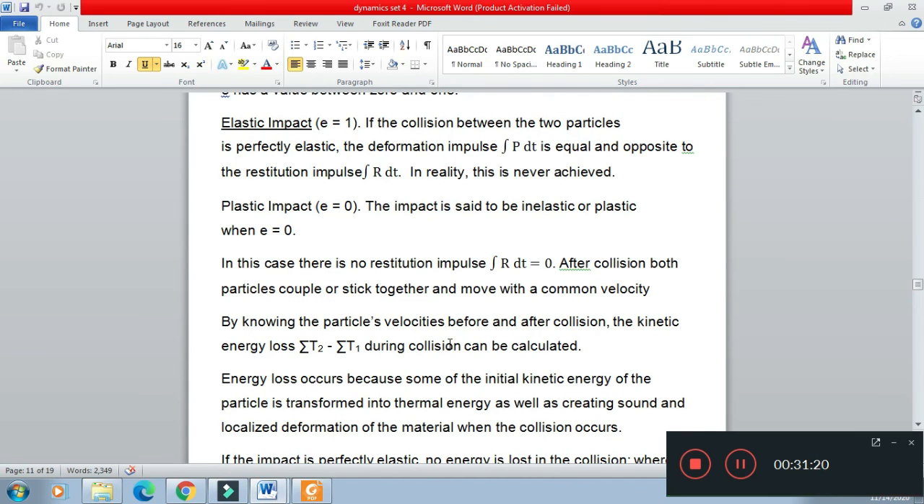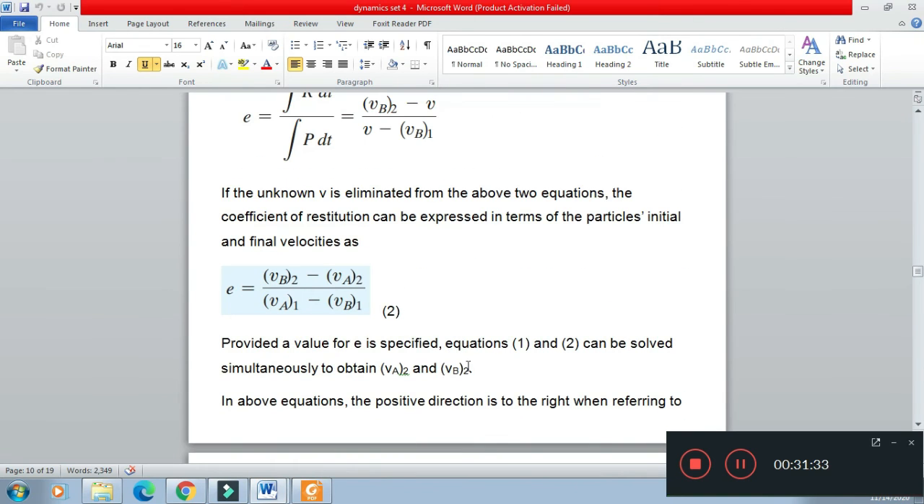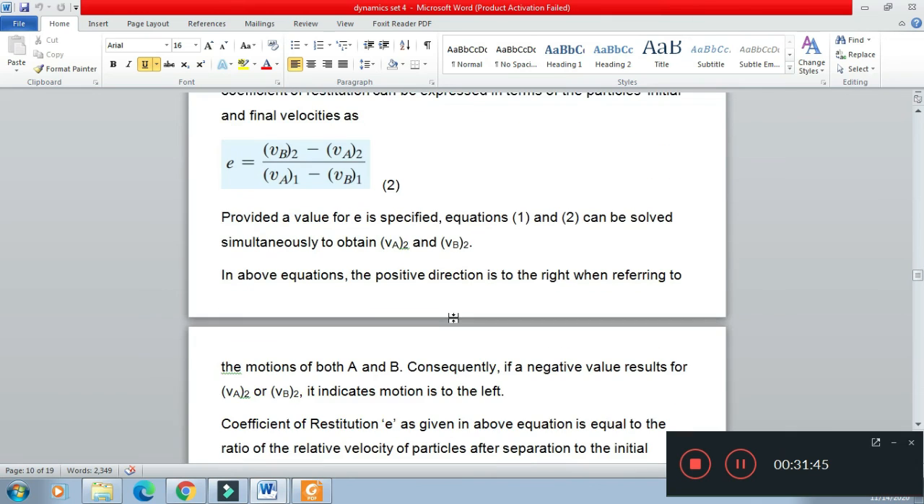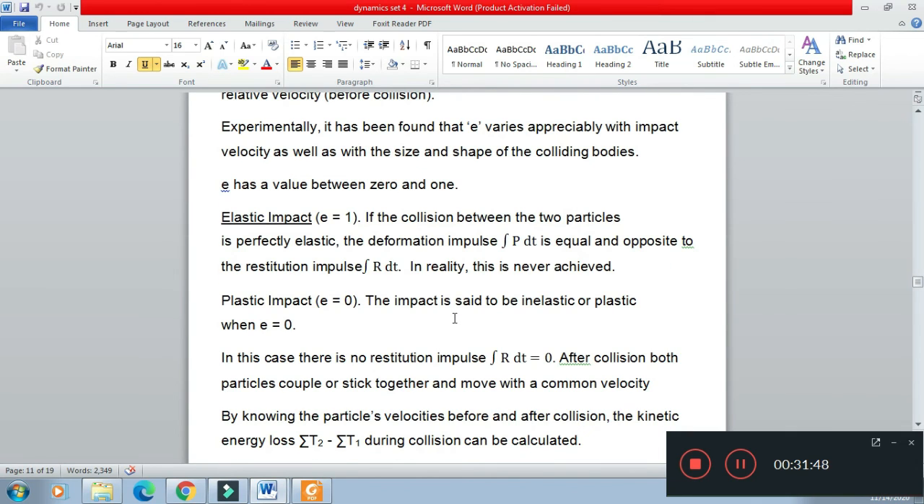The coefficient of restitution has a value from 0 to 1. If the impact is elastic, then the difference of velocity will remain the same. Velocity of B will increase, velocity of A will decrease, but the difference of velocity will remain the same. When the impact is elastic, there is no loss of energy, the energy is conserved, and momentum is always conserved when we are ignoring any other impulsive force or non-impulsive force.